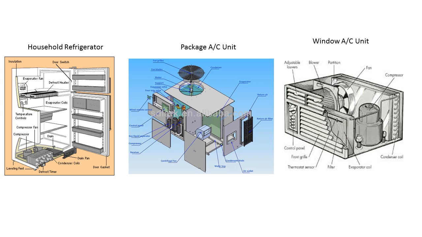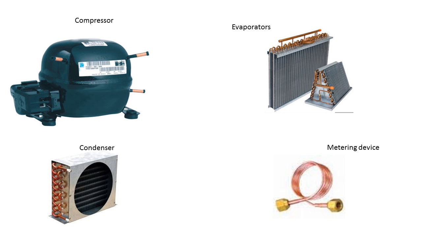The household refrigerator keeps food cold. The package AC unit will provide air conditioning for a larger area by way of ductwork. And then the window AC provides air conditioning to a single room. Let's discuss the common parts of all refrigeration and air conditioning systems. It doesn't matter whether it's a refrigerator, freezer, or an AC system.